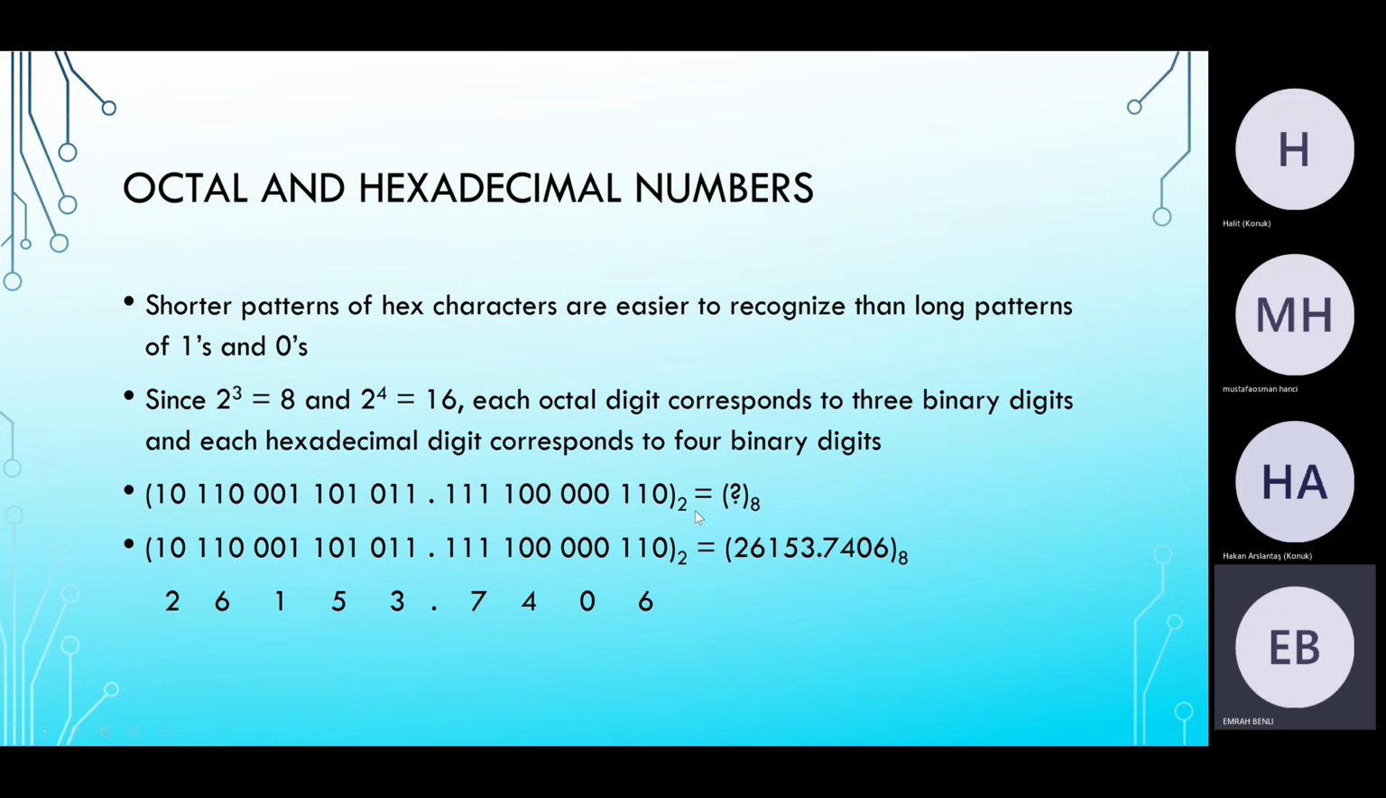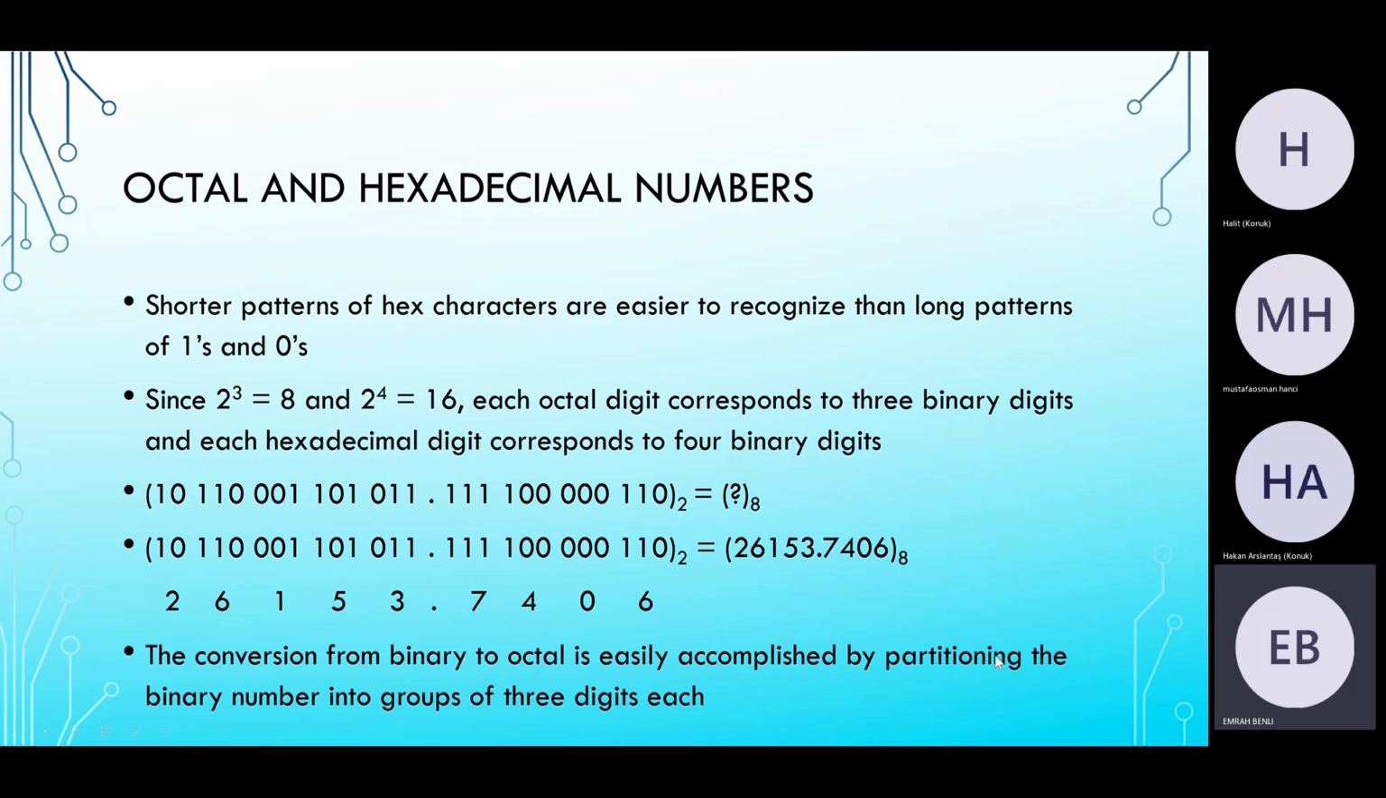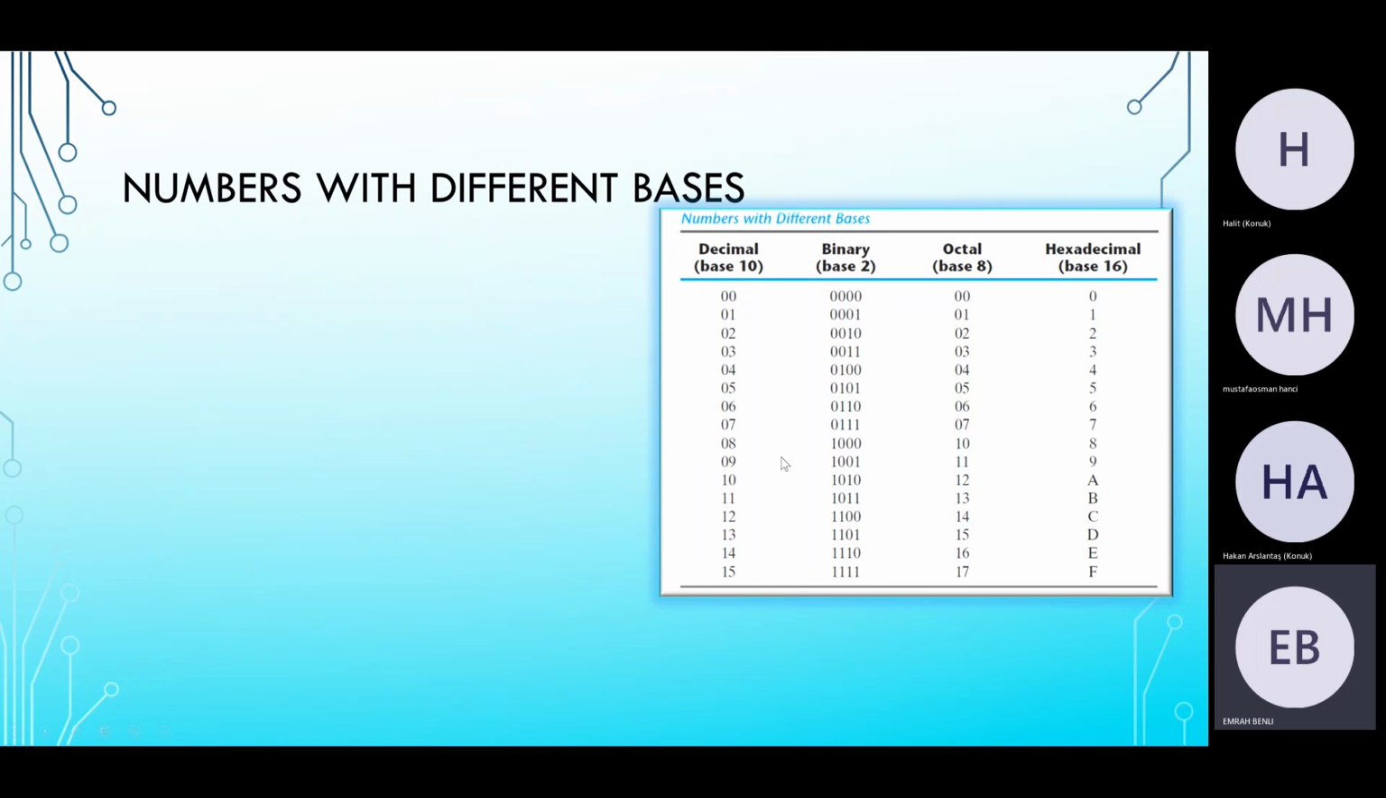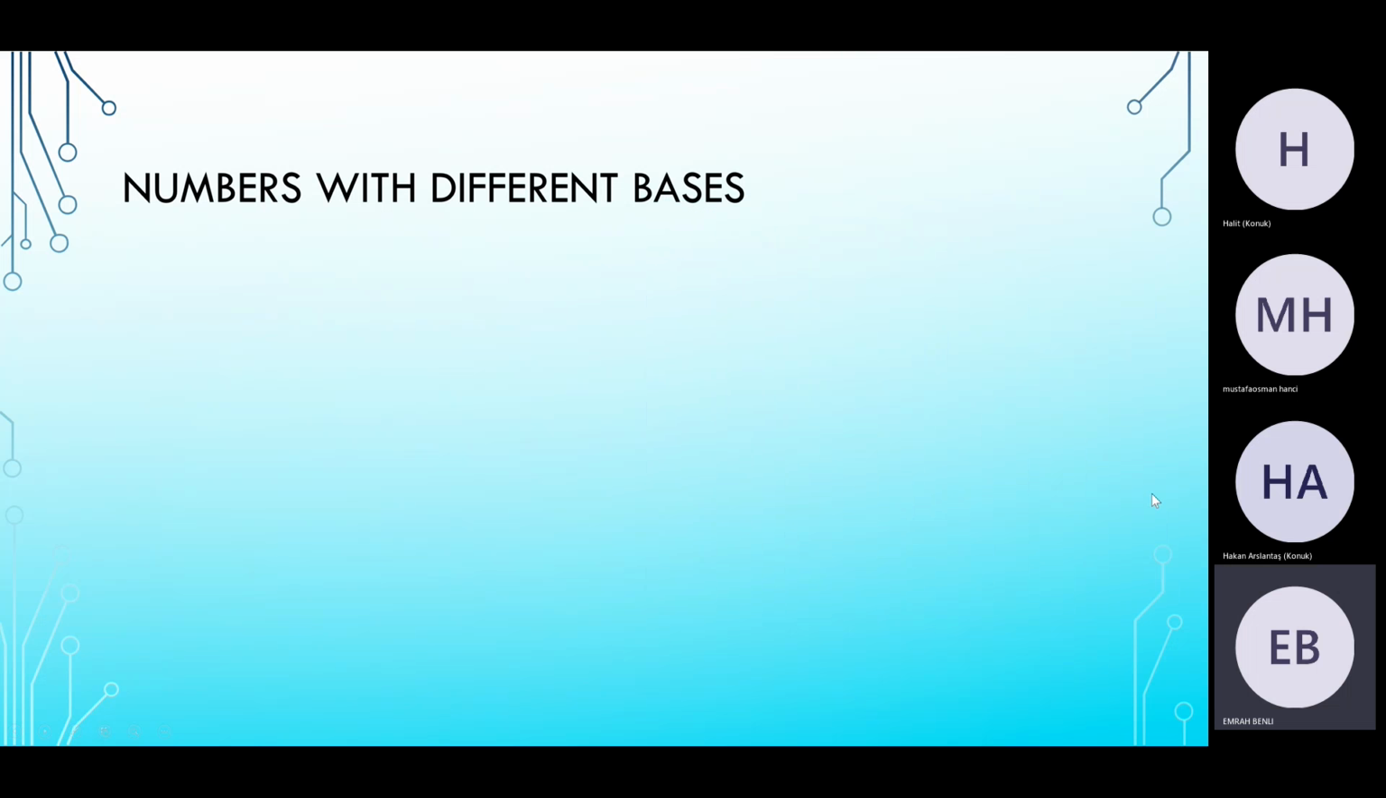This is binary, and we want it in base 8 octal. So we group them every 3 digits, and we got the value of them, and we put them in order like this, and we have the base 8 version of this binary number. So we group them in groups of 3 digits. So now if you want to do it, you can do it.